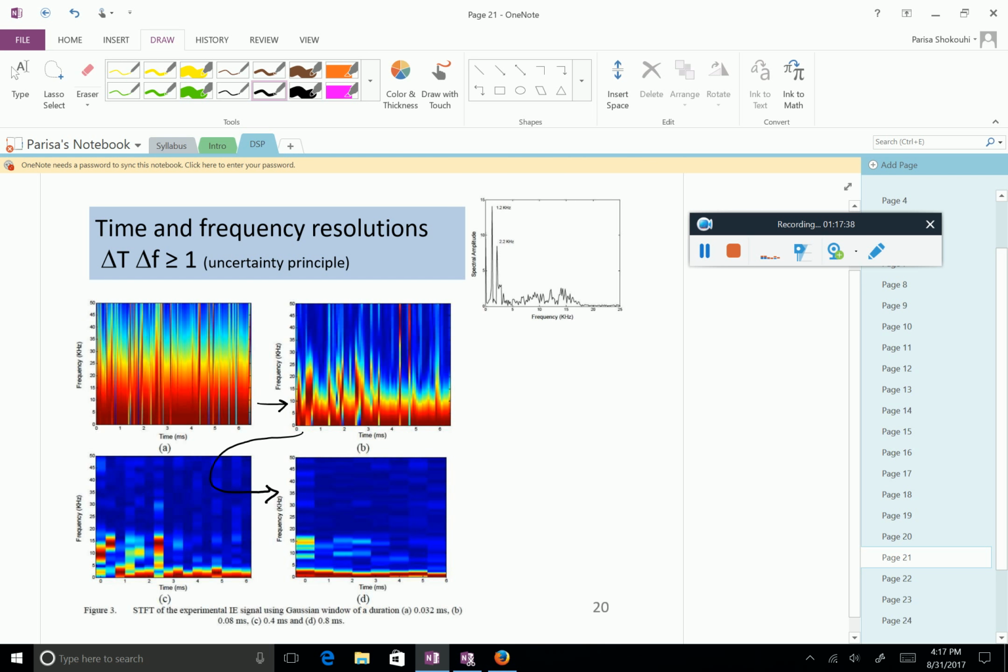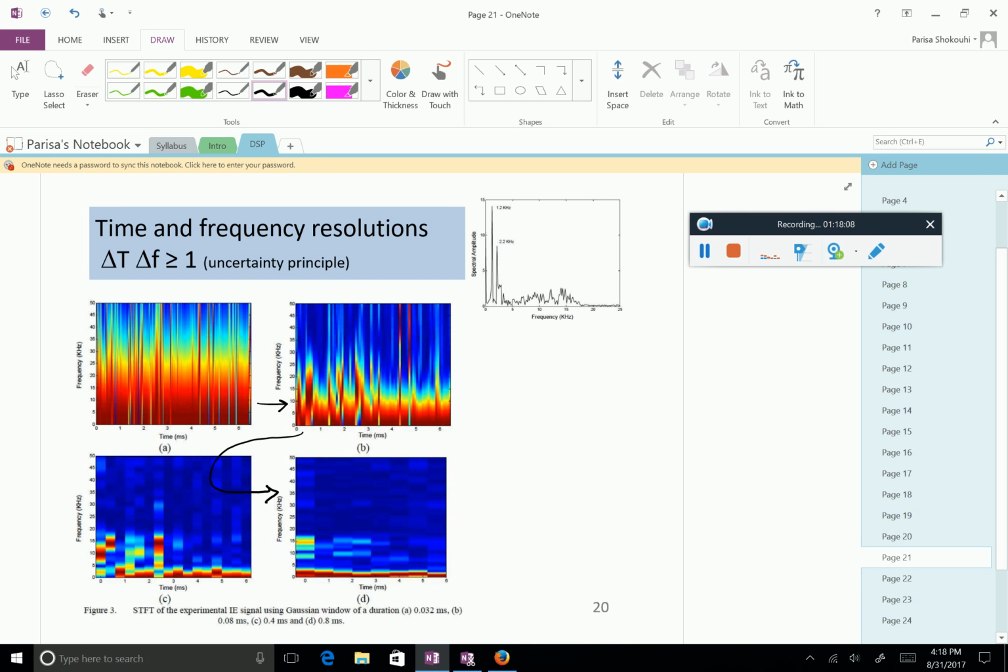So in the beginning, if you go instantaneous, your frequency resolution is really bad because you are basically just looking at one data point at one particular time. You don't really know what's going on. But then, as you increase the time, the frequency resolution becomes better. The question is, what is the right window size? The answer is, no one really knows.